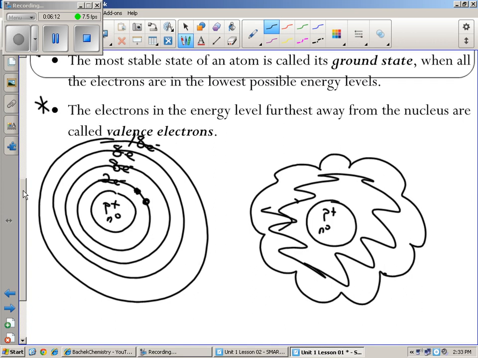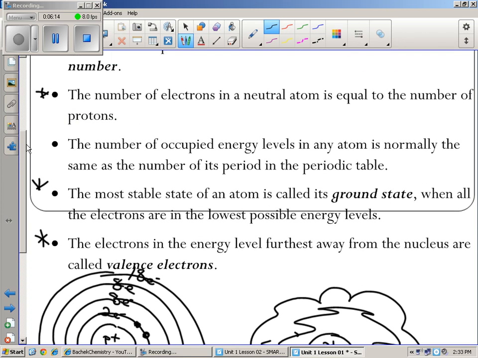And we're going to talk about how the number of protons is the same as the atomic number, and the number of electrons and protons have to equal out.